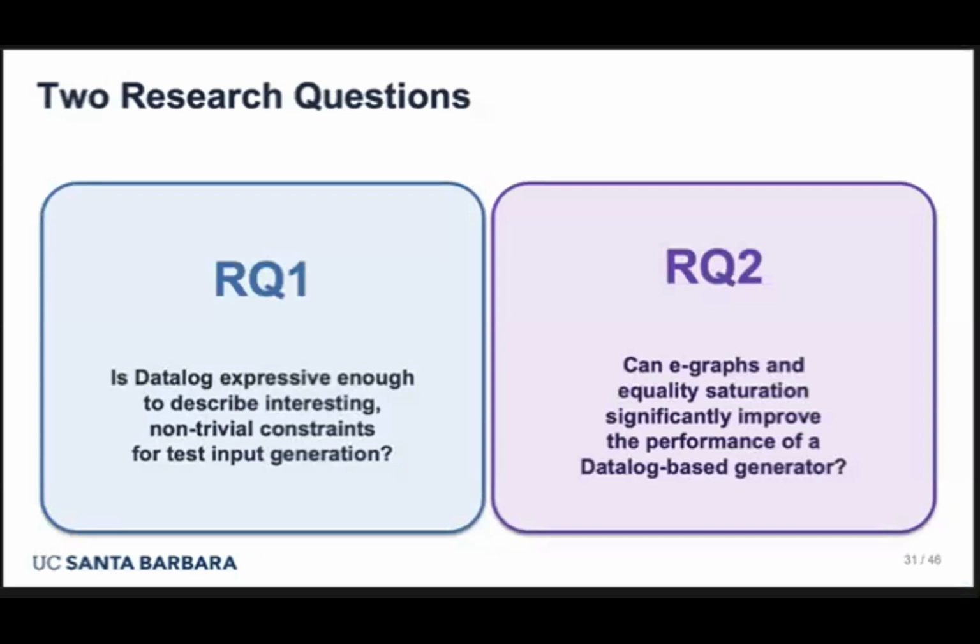What did we investigate in this paper? We looked at two research questions. The first one was if Datalog is expressive enough to describe interesting non-trivial constraints for test input generation. And the second one was asking, can we use these e-graphs and equality saturation to significantly improve the performance of this Datalog-based generator?